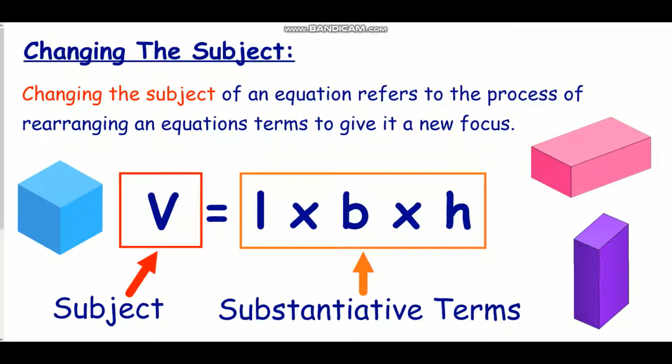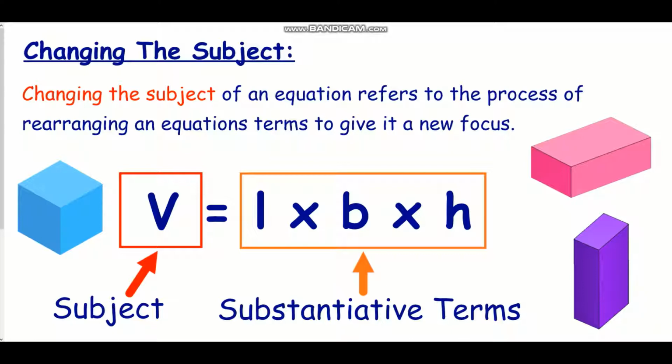To introduce you to changing the subject, I want to take an example you know and just explain it in terms of changing the subject. So below we've got the equation for finding the volume of a cuboid. V is the subject of this equation because we are trying to find the volume using this equation. And the substantive terms are the terms that you need to know the values of to find the volume. So you need to know the value of length, breadth, and height in this case.